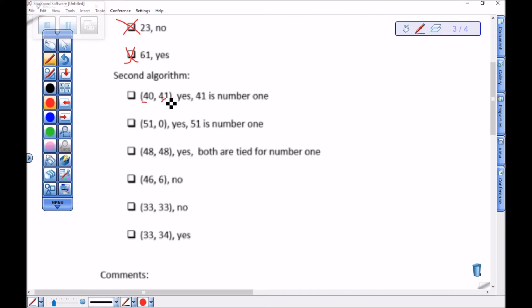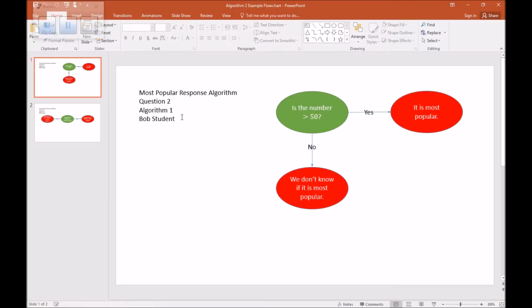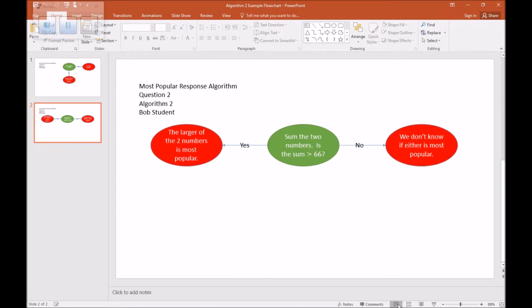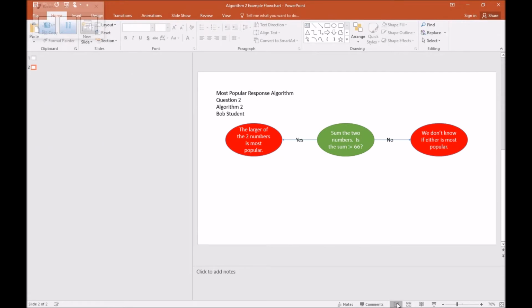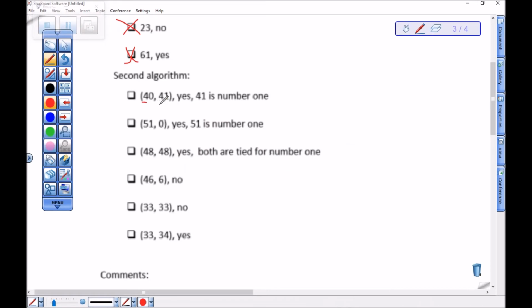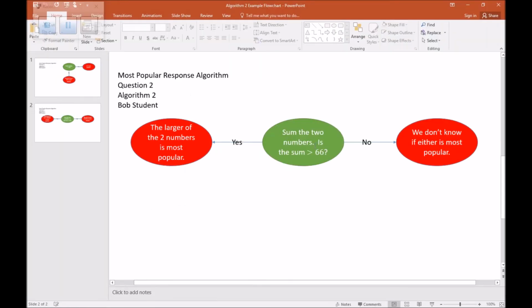Okay, now let's look at the second algorithm. So I'm going to check both of these numbers. So I've got 40 and 41. So this says sum the two numbers, is the sum greater than 66? So if I sum 40 and 41, I get, whoa, why did that get worse? I was trying to make it so this was a little bigger, but I way failed. Go away, sideboard. Nope, not gonna buy it. So, sorry, 40 and 41, 40 plus 41 is 83.